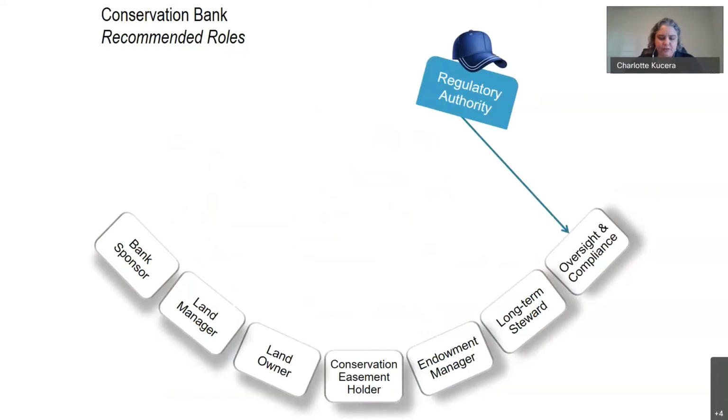For the regulatory authority that is overseeing the credits that are being sought in the bank, they typically only have one role, and that is oversight and compliance responsibility for those credits. They create the record in the agency tracking system, which is RIBITS, the Regulatory In Lieu Fee Bank Information Tracking System. And Valerie will talk a little bit about that later on. They approve credit releases, and they discuss any compliance issues or adaptive management with the bank sponsor and the easement holder.